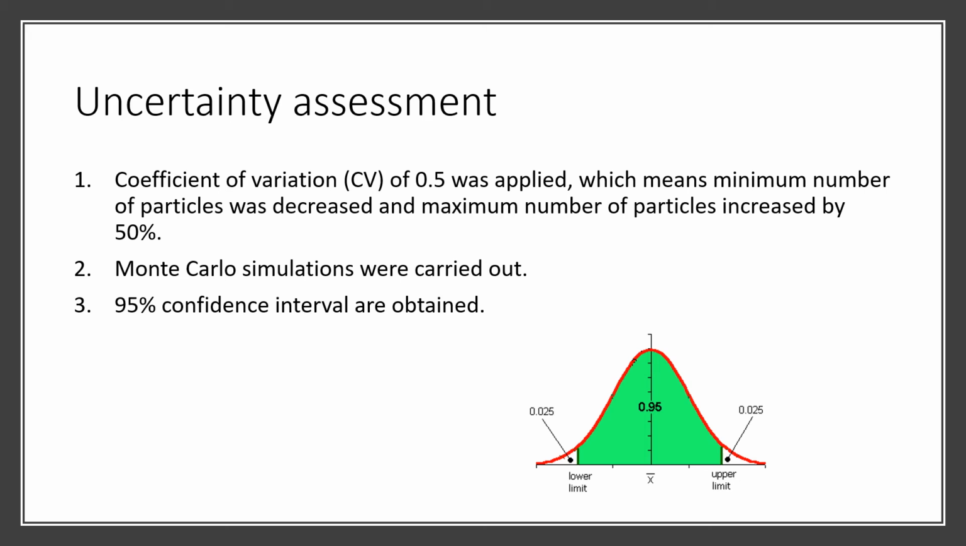Since it's a modeling research and uncertainty assessment is also applied, those are the coefficient of variation of 0.5 application, Monte Carlo simulations, and 95% confidence intervals. Coefficient of variation is standard deviation over mean value, which makes the data broader in terms of range when it's applied. In the figure, you can see the representation of the 95% confidence interval on a normal distribution.